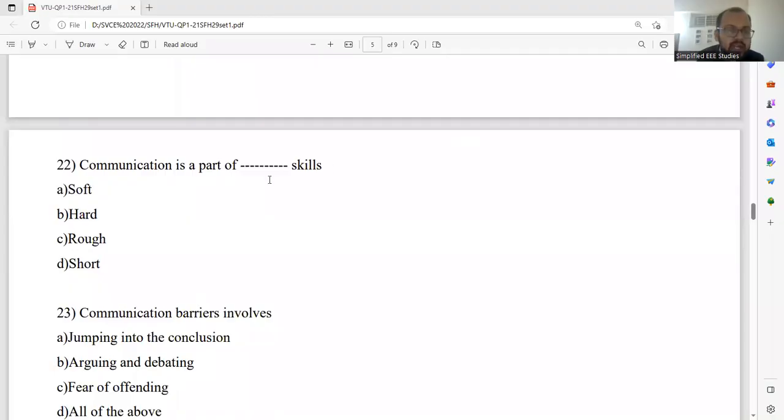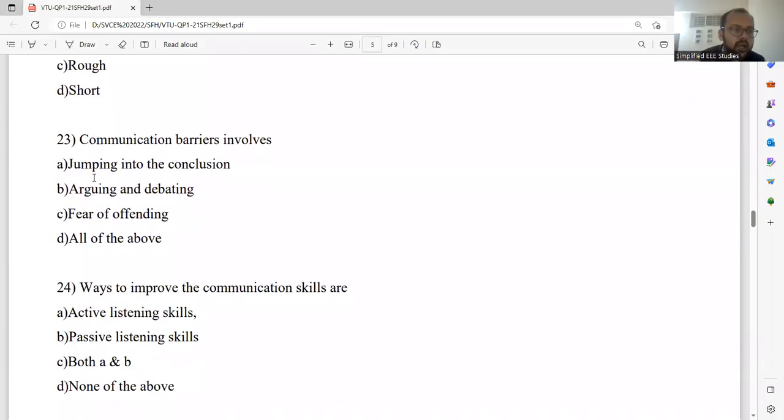Communication is a part of dash skills. Soft skill, hard skill, rough skill, short skill. Which could be the right answer? Obviously, communication is basically a soft skill. It's a soft skill only. Kindly make a note of this. Going further, let's go ahead.